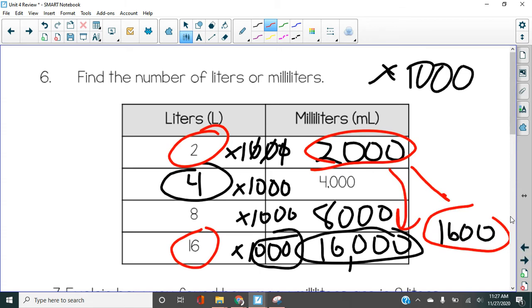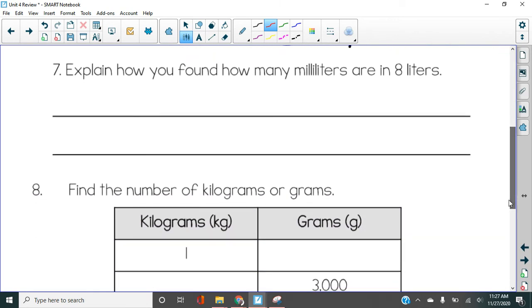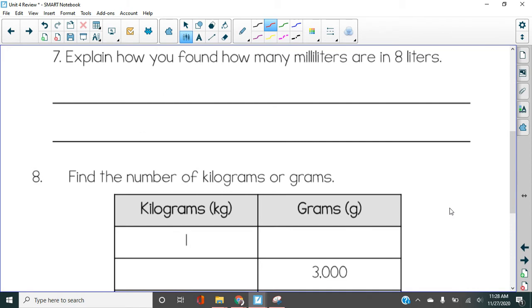All right, let's come down here and see what we did. Explain how you found how many milliliters are in 8 liters. Explain that for me. Yes, right. You should probably have said I multiplied 8 times 1,000, or I took the 8 and added 3 zeros. Those all work. Grams and kilograms.